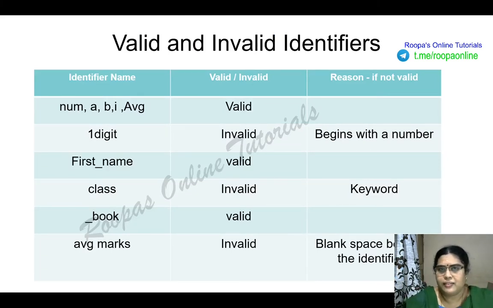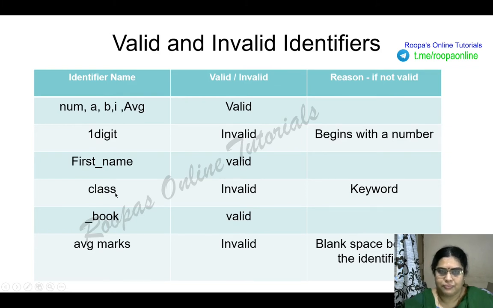Now let us look at some valid and invalid identifiers, some examples. So here, this is the identifier name. Now you have to tell me whether it is valid or not, and the reason if it is not valid. So here you have num, a, b, i, average. These are all valid identifiers because they begin with a character. Next I have one digit. The second rule says that it should not begin with a digit, so it is an invalid identifier. Then you have two names here, but there is an underscore here, so it's a valid identifier.